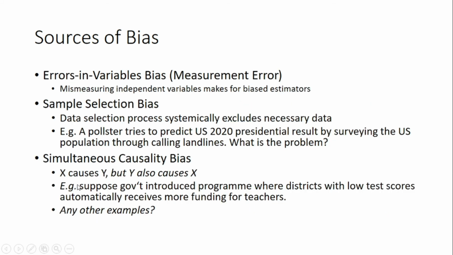parameter value. We have other sources of bias which arise when you mismeasure the independent variable in particular. And we won't go into this in too much detail. You can have sample selection bias. That's when the way you collect your data systematically excludes some of the necessary data. For example, if a pollster is trying to predict the American 2020 presidential results by surveying the US population through calling landline phones, there will be a problem.